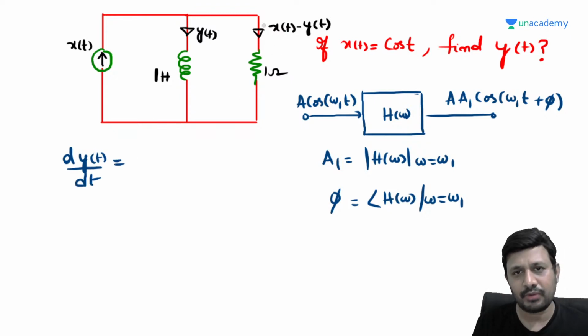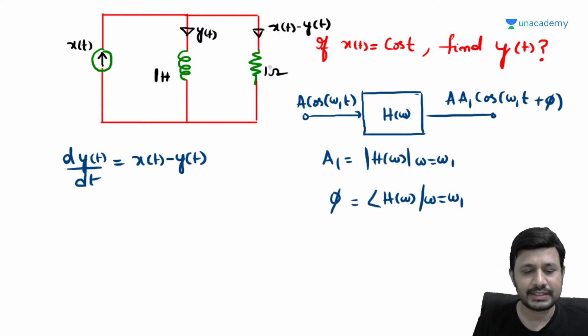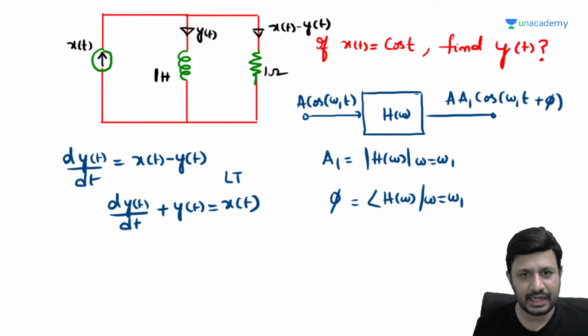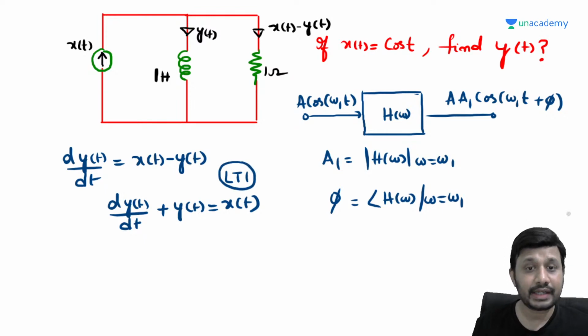must be equal to the voltage offered by the resistor, IR. The current is x of t minus y of t multiplied with 1, since the resistance is 1. So dy of t by dt plus y of t is equal to x of t. I got a differential equation, and remember this differential equation represents an LTI system, a linear time invariant system, right? And I hope that you know how to find out the linearity and time invariance of a differential equation.